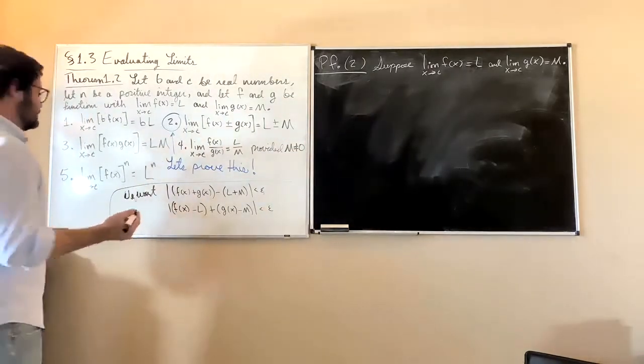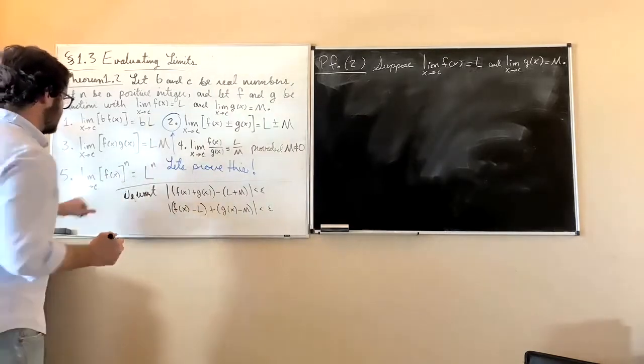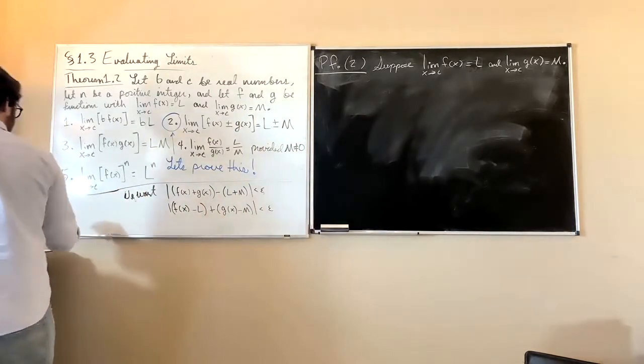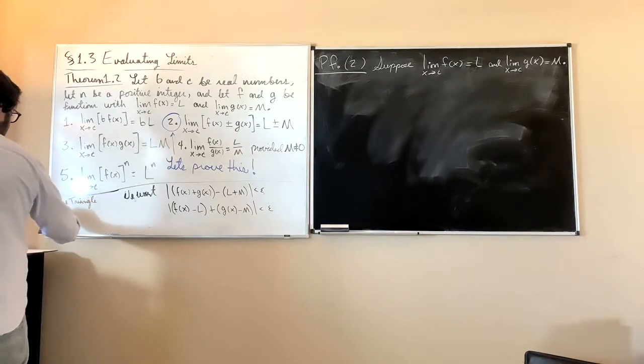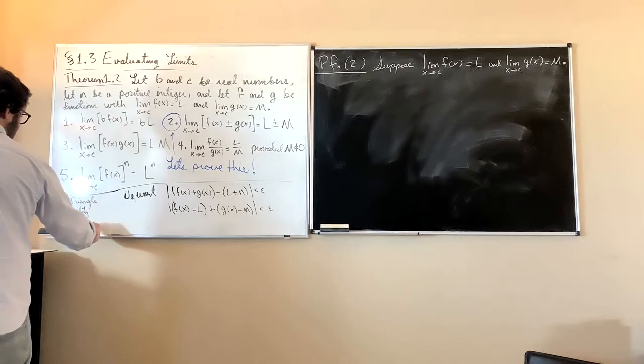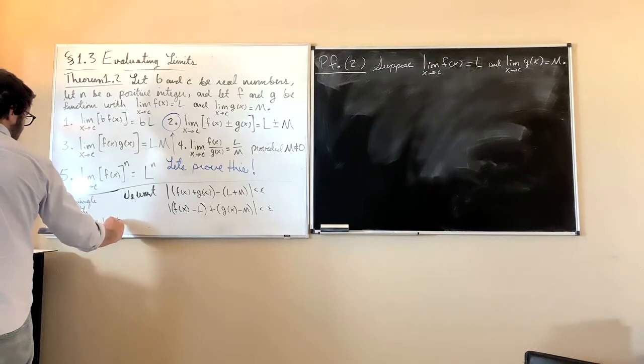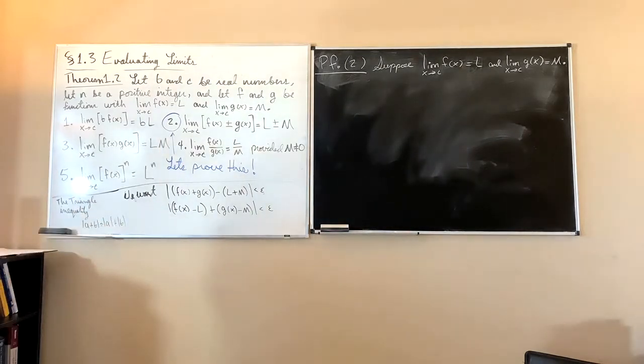Now, there's an important notion in mathematics. It's used quite a bit when dealing with inequalities, and it's called the triangle inequality. It says that the absolute value of a plus b is at most the absolute value of a plus the absolute value of b. So that's the triangle inequality. The absolute value of the sum is less than or equal to the sum of the absolute values.